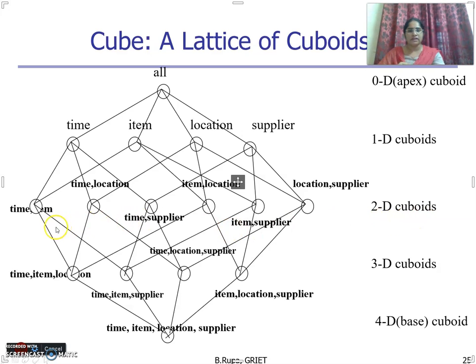In the same way, we can combine other subsets, and the next level is the 3D cuboid. We can combine item, time, and location. Here, item is already available, so the 3 will come as time, item, location. Like that, we can combine the next level as 3D cuboids. And finally, all together will form the 4D cuboid. Like this, the structure of the cube has to be available within the data warehouse.